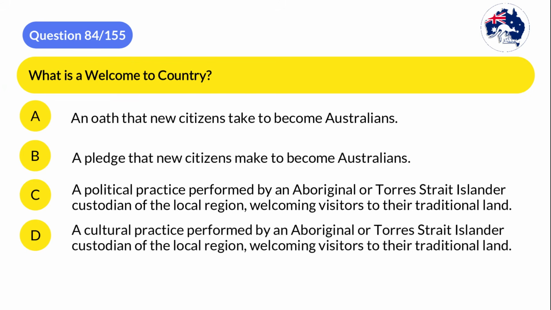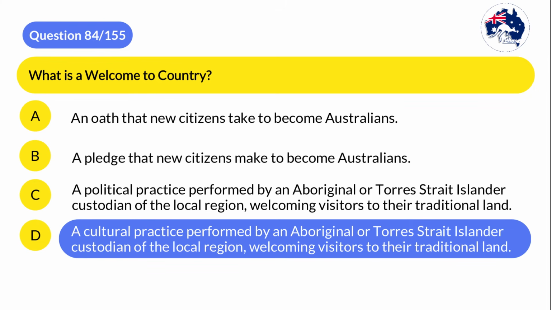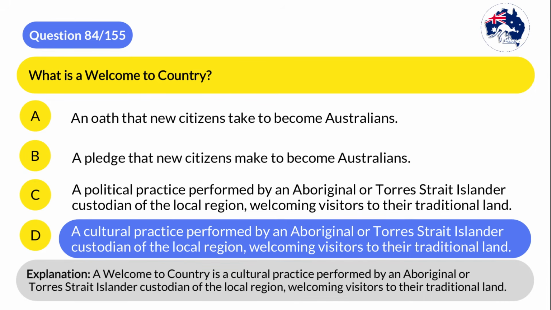The correct answer is D. A cultural practice performed by an Aboriginal or Torres Strait Islander custodian of the local region, welcoming visitors to their traditional land. Explanation: A welcome to country is a cultural practice performed by an Aboriginal or Torres Strait Islander custodian of the local region, welcoming visitors to their traditional land.